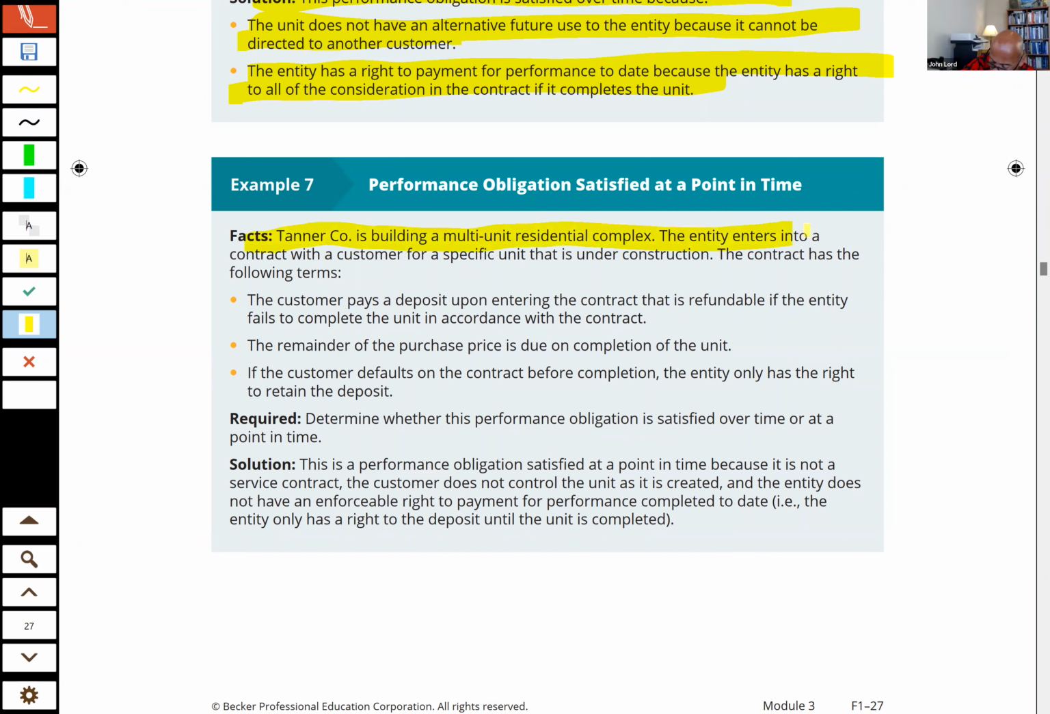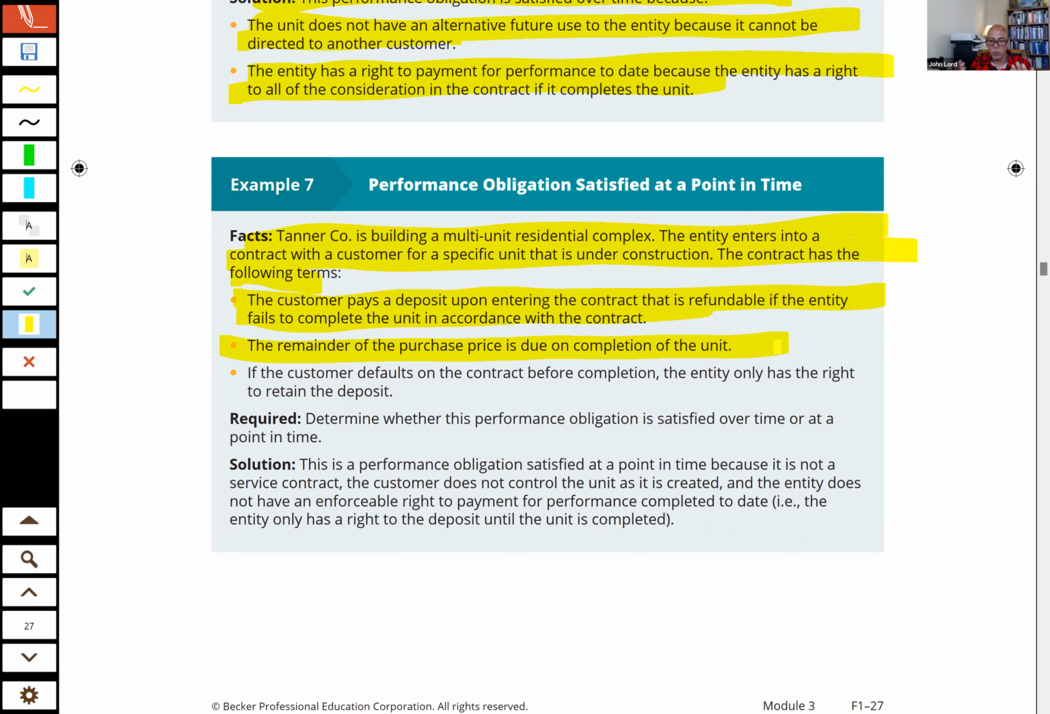Okay, but let's take a look. Again, it's a multi-residential, I'm thinking a tract home, but the customer pays a deposit upon entering the contract that is refundable if the entity fails to complete the unit, or again, in California, if they can sell it to somebody else, they have to give it back to you. Then what? The remainder of the purchase price is due on completion of the unit, right? You give them the deposit, and then no money changes hands until the day that the property becomes yours. That's what happens when you buy a home from a developer.